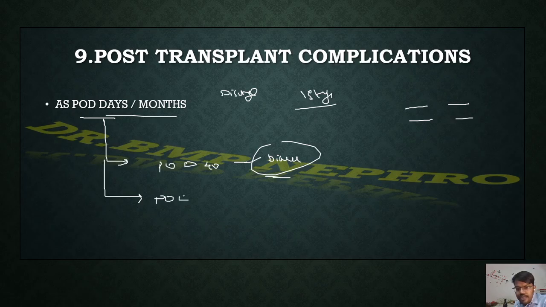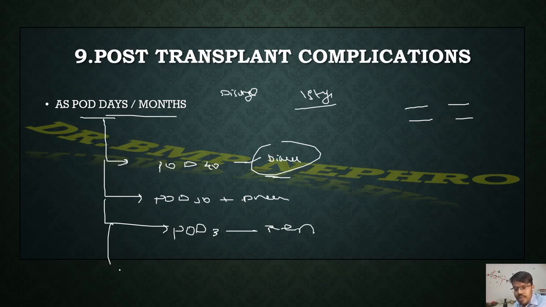Then on post-operative day 50, if the patient develops pneumonia, whatever the event the patient develops, you have to tell it as a post-operative day. If the patient presents after a long period of post-transplant, you have to tell in months also. At 3 months he developed rejection, biopsy was done, and the drugs were modified. On post-transplant month 8, he developed features of UTI, fever, whatever it is, you have to tell in that sequence in the post-transplant period complications.